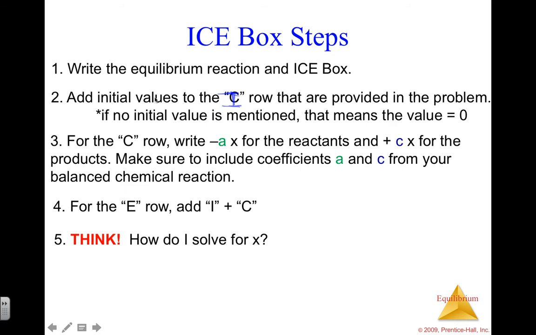So number 1, write down your reaction and the icebox. Number 2, add your initial values to the I row that are provided in the problem. If no initial value is mentioned, that means the value is 0. So again, this value is your molarity or your partial pressure in atmospheres. Number 3, for the C row, minus x for the reactants because your reactants are getting used up to make products. You make more products, that's why it's a plus x for the products, carrying down your coefficients to keep track of your mole ratio. And then for the E row, I plus C equals E. And then step 5, think, how do I solve for x?